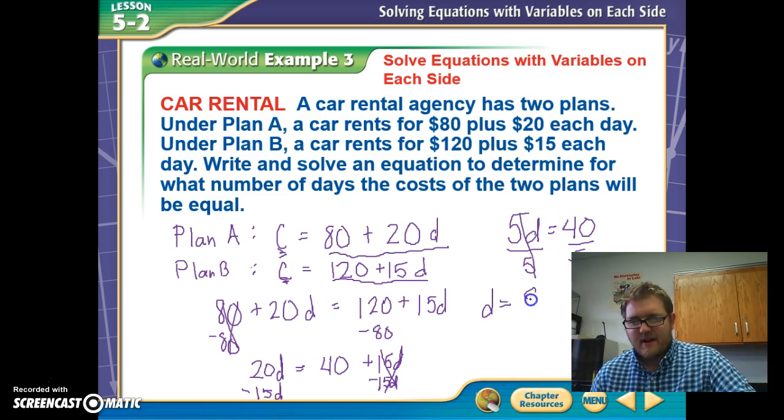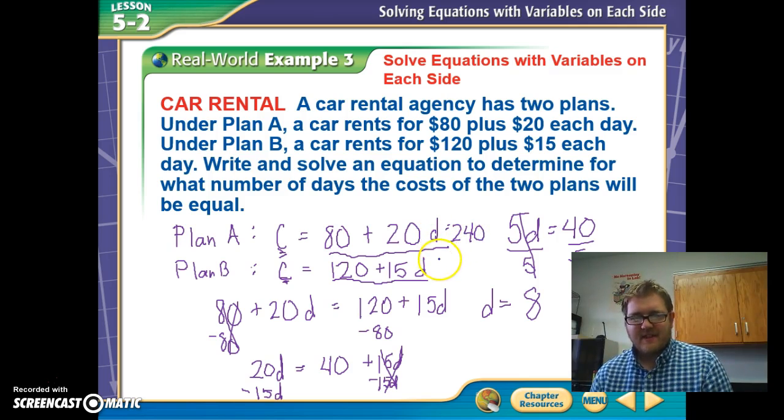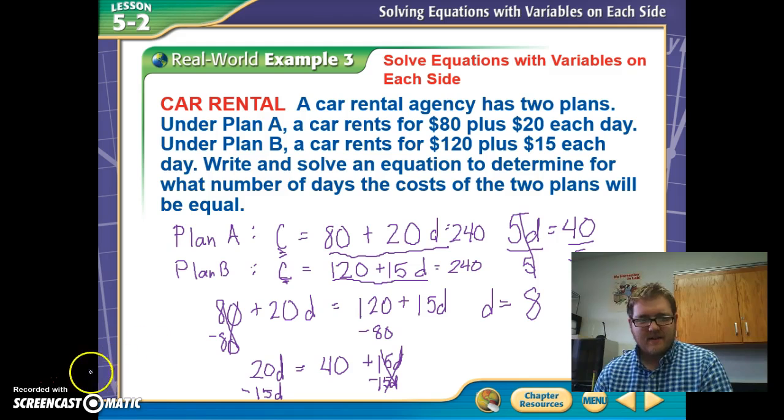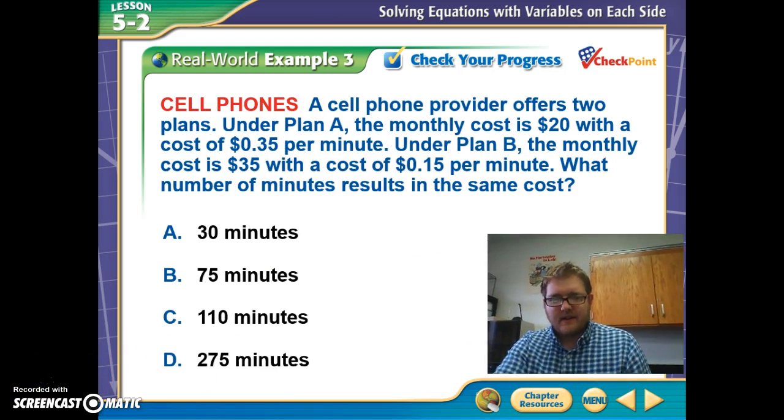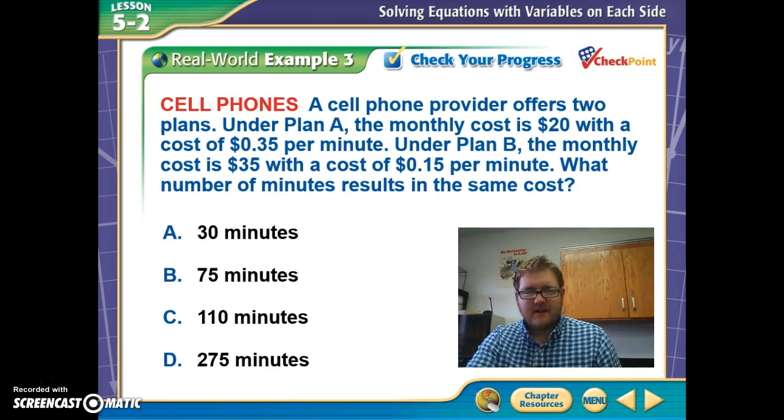So if each plan costs the same, let's look at that. 20 times 8 is 160, plus 80 is 240. So that's 240 if I put 8 in for d. For plan B, 15 times 8 is 120, plus 120 is also 240. So as you can see, when the number of days is 8, the cost is 240 for each. And now I would like you to try this example on your own.